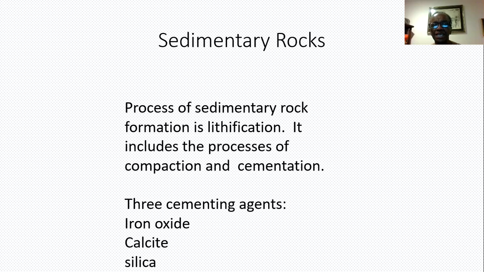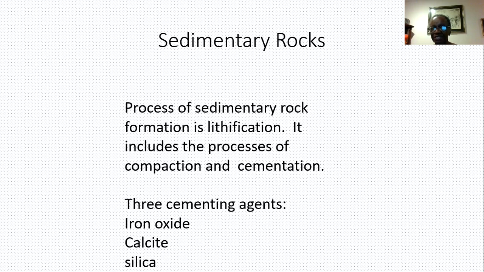Good morning. Today we're going to talk about sedimentary rocks. Sedimentary rocks are formed from bits of sediment cemented together. That's normally the way we think about sedimentary rocks. And the process of sedimentary rock formation is referred to as lithification.